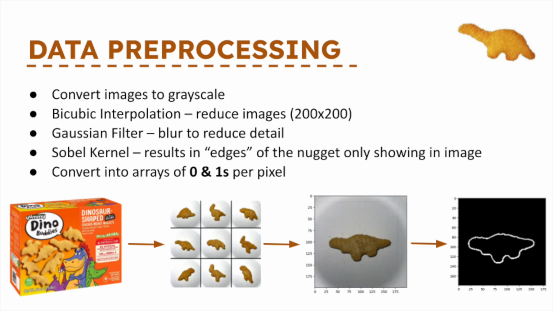Pre-processing our data consisted of the following steps. We converted our RGB JPEG images into grayscale images with values ranging from 0 to 255 and reduced the image size to 200 by 200 pixels using bicubic interpolation in order to standardize our images.